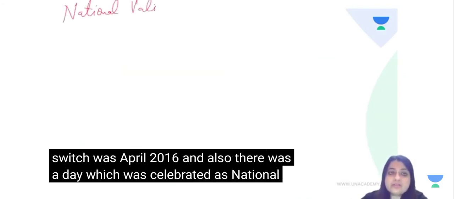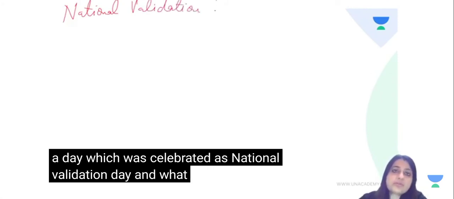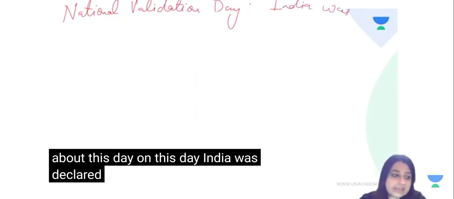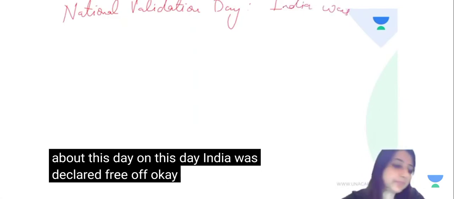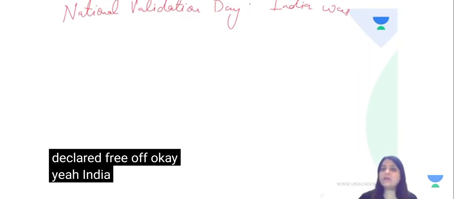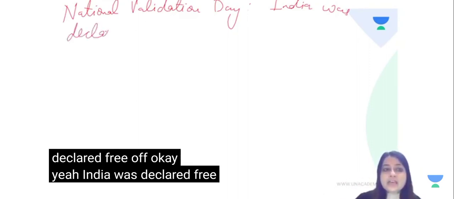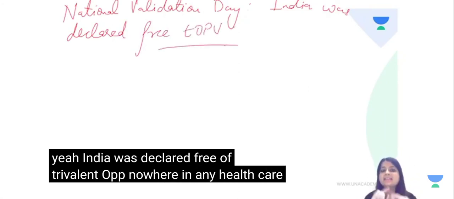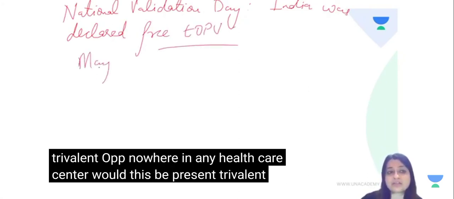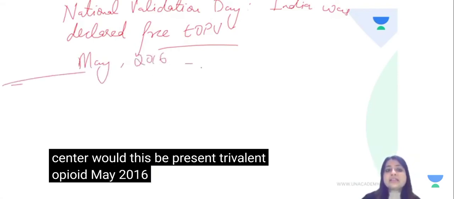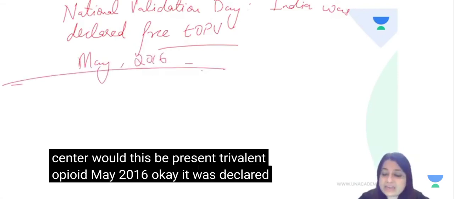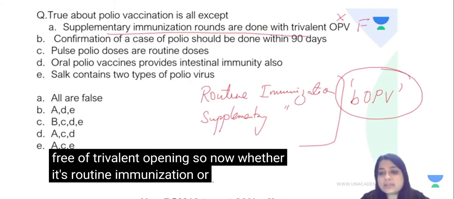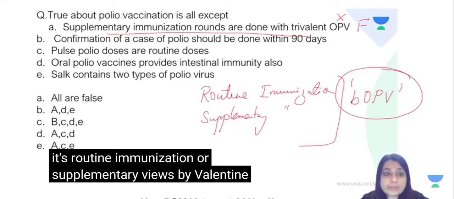All right, so switch was April 2016, and also there was a day which was celebrated as National Validation Day. And what was special about this day? On this day, India was declared free of trivalent OPV. Nowhere in any healthcare center would this be present, trivalent OPV. May 2016, okay, it was declared free of trivalent OPV. So now whether it's routine immunization or supplementary, we use bivalent OPV.